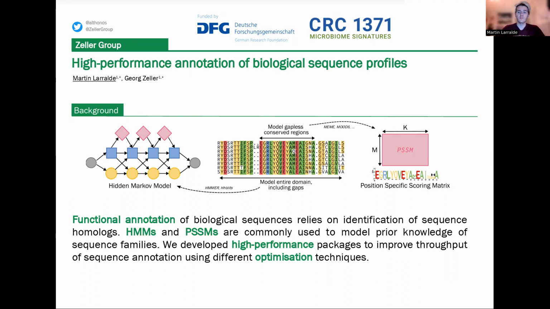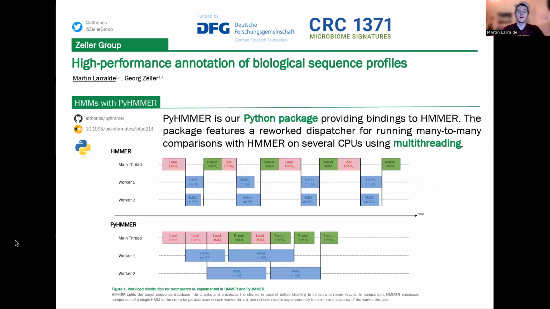Let's start with the first package, named PyHMMER. PyHMMER is our Python package providing bindings to HMMER, a popular tool for sequence annotation using hidden Markov models. The package features a reworked dispatcher for running many-to-many comparisons with HMMER on several CPUs using multi-threading. Basically, as shown below, the PyHMMER dispatcher will attempt to maximize occupancy of the worker threads by reducing synchronization requirements, where HMMER would only start launching a new query when the previous query was finished.